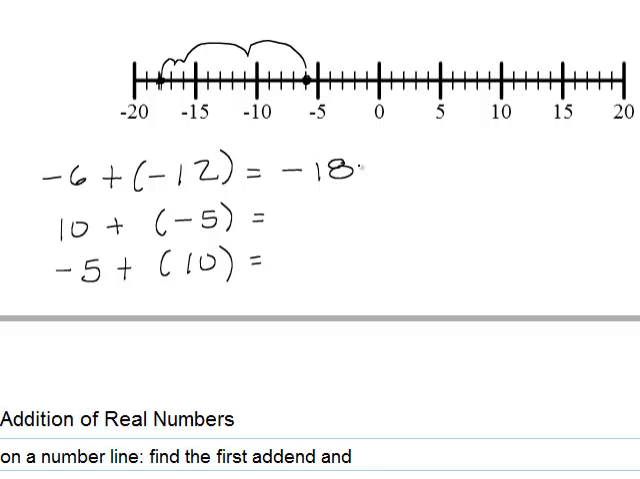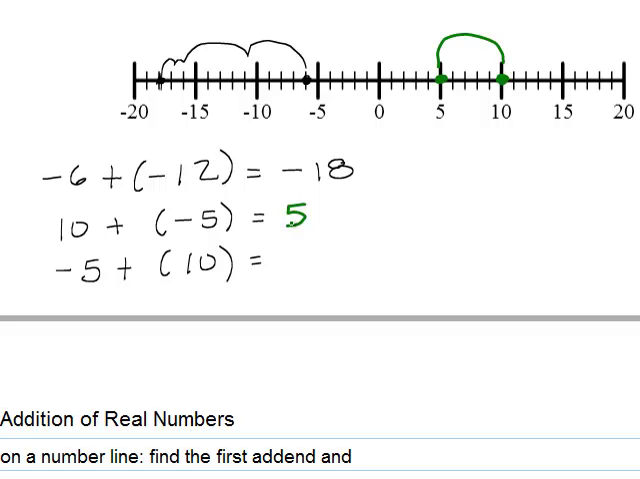All right, let's try this one. Maybe I can try to pick a different color here. If I start at 10 as my first point, and then I'm going to move 5 and -5, so I move to the left 5, and I end up here at 5. So 10 plus a -5 gives me a +5.